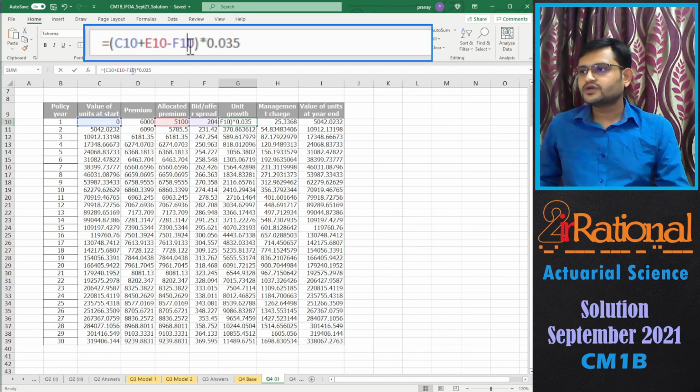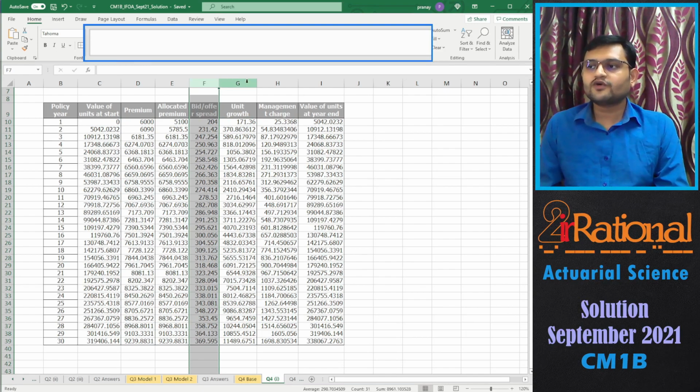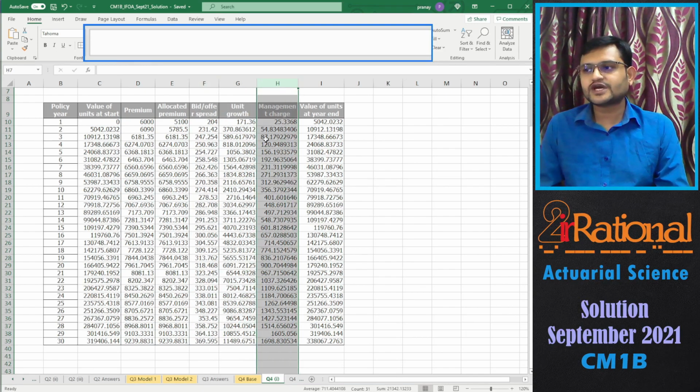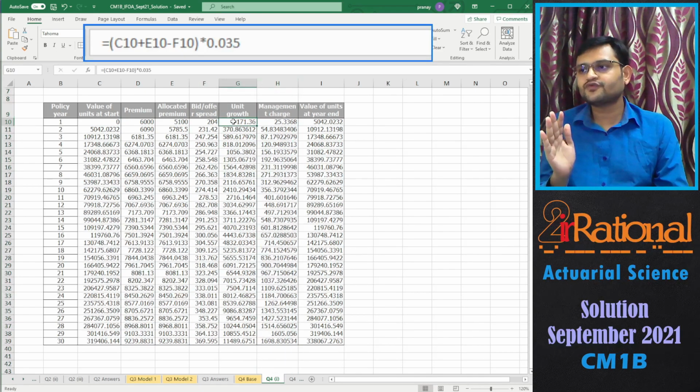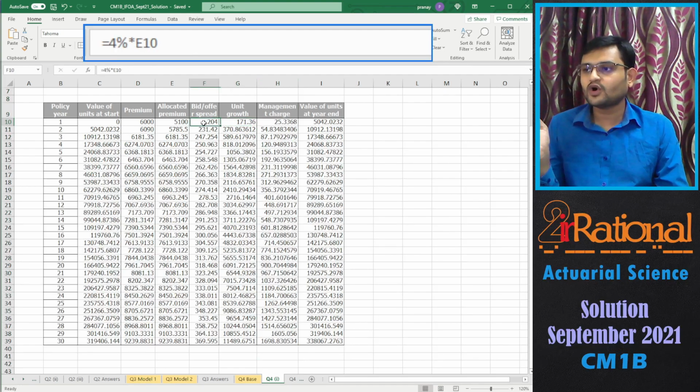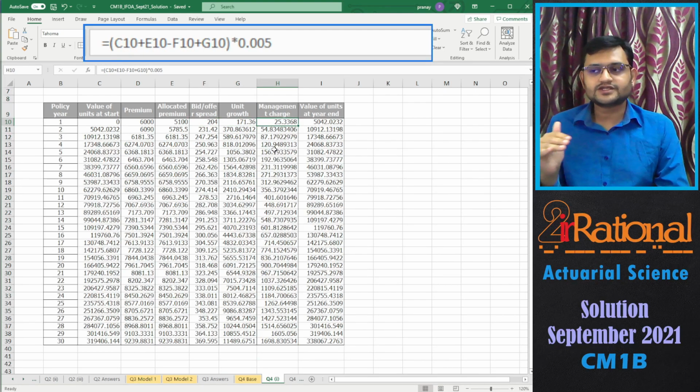Okay, so here all we have to do is add all these values. So value at the beginning plus the allocated premium minus bid offer spread into the growth rate. A lot of you might make bid offer spread negative and management charges negative. No problem. I use a formula for positive and negative and keep all of these positive as they are.